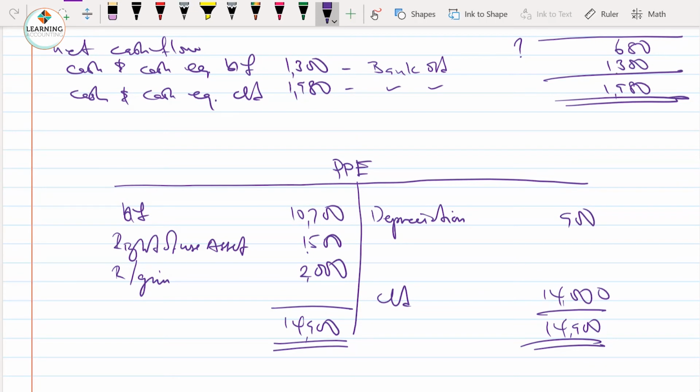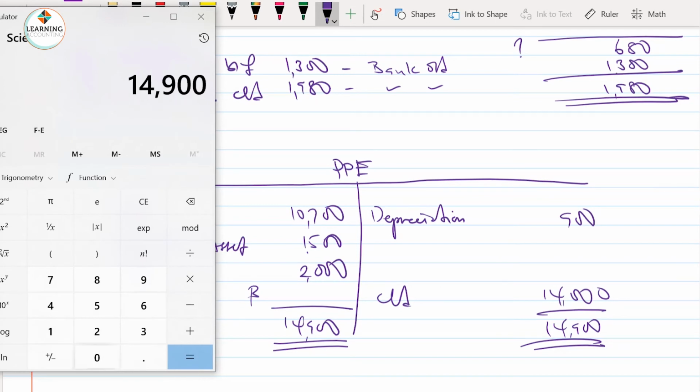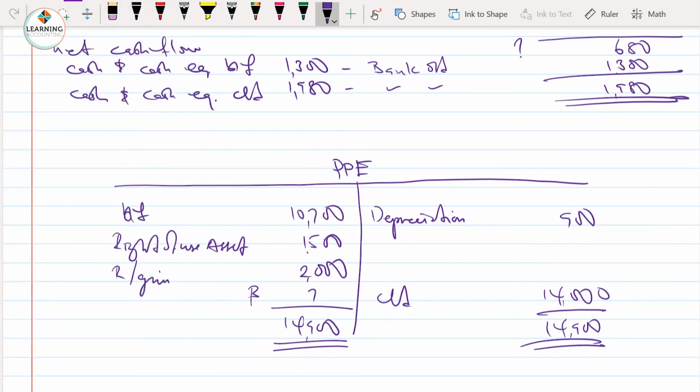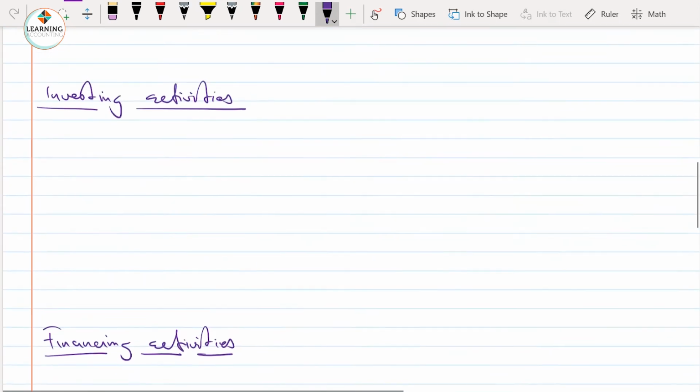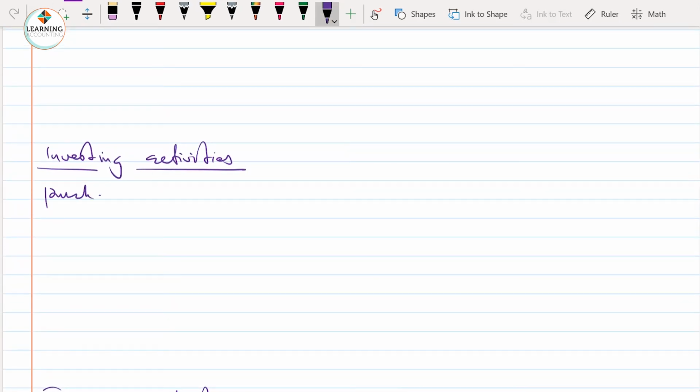Of course, we have a balancing figure here. So let's do the summation. 14,900 minus 10,700 minus 1.5 minus 2,000, and that gives us 700. The 700 indicates they must have purchased additional PPE in the period, which affects investing activities. So purchase of PPE, we have it to be 700 as a negative figure because money is going out.